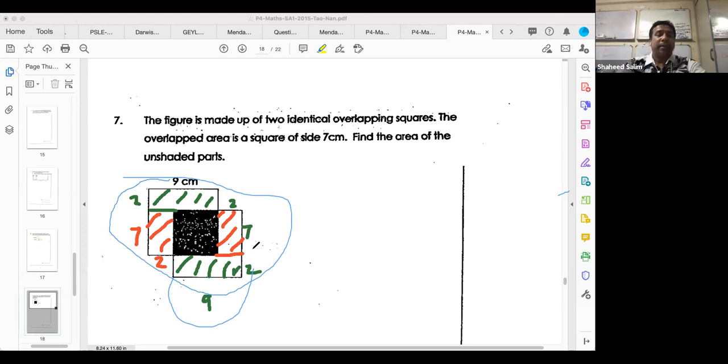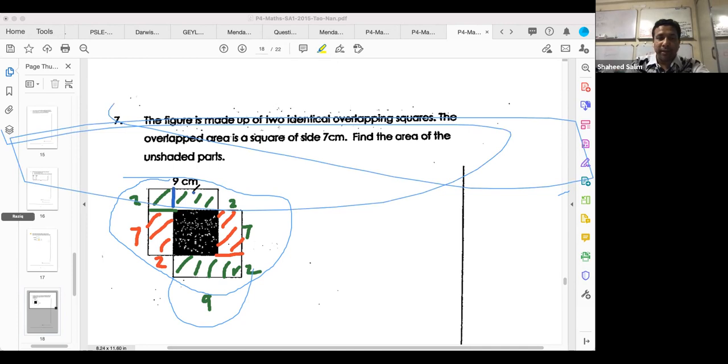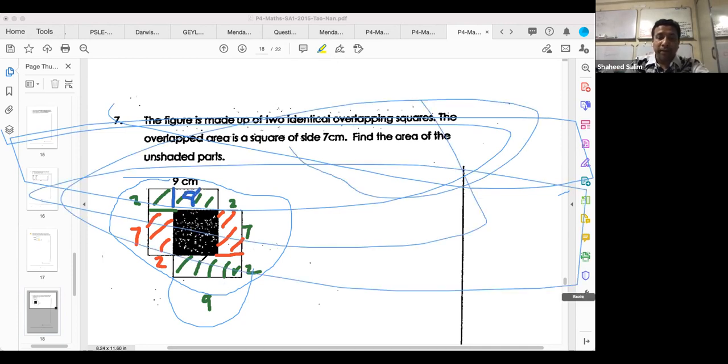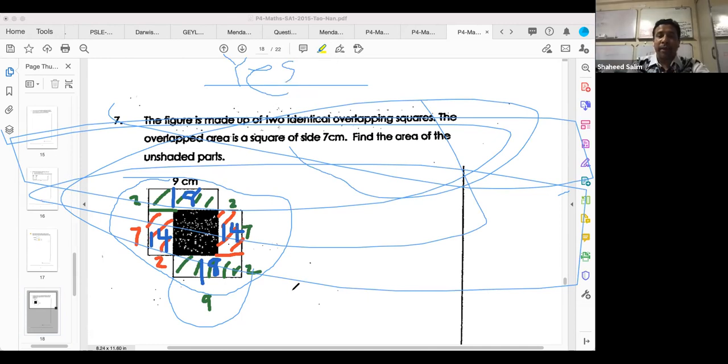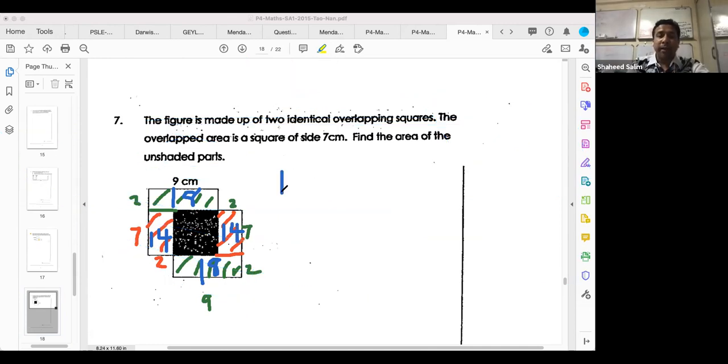40. Okay, let us see. 9 times 2, down here you get 18. Okay, let us see. I'm going to write it in blue. 9 times 2, 18. Then 7 times 2, 14. So you plus all of them together lah. Plus all of them together.